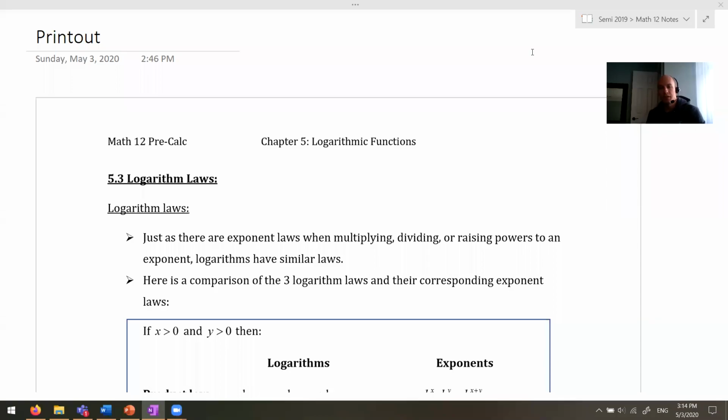Okay, kids, let's get rolling here. So we're just going to jump into this one. We've spent some time introducing logs, and we've done a little bit of graphing with logs. Now we're going to look at the algebra a little bit more here.